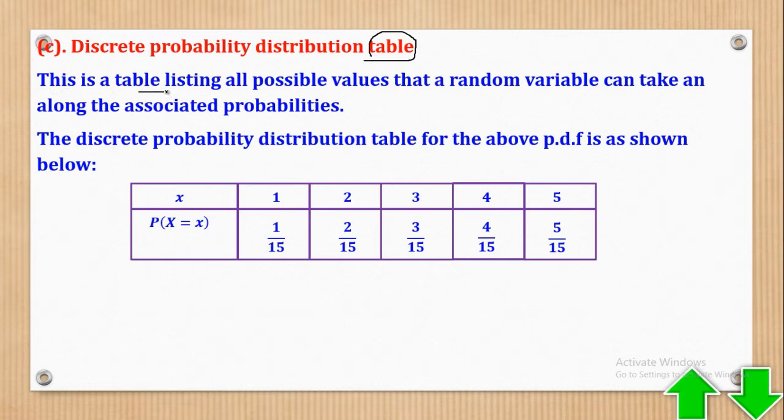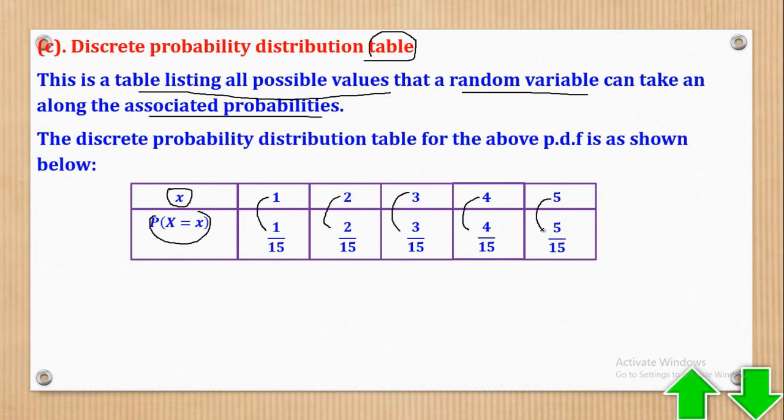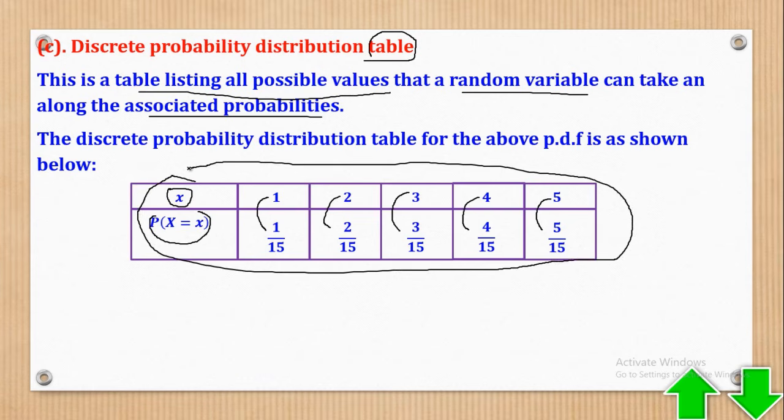This is a table listing all possible values that a random variable can take along with the associated probabilities. This table contains the variable x and also its corresponding probability. So when x equal to 1, the corresponding probability is put there, 2, the corresponding probability, 3, the corresponding probability, 4, the corresponding probability, and 5, the corresponding probability. When you tabulate these values of x and their respective probabilities, what comes out is called a probability distribution table. They may either put the word table or not put it there.